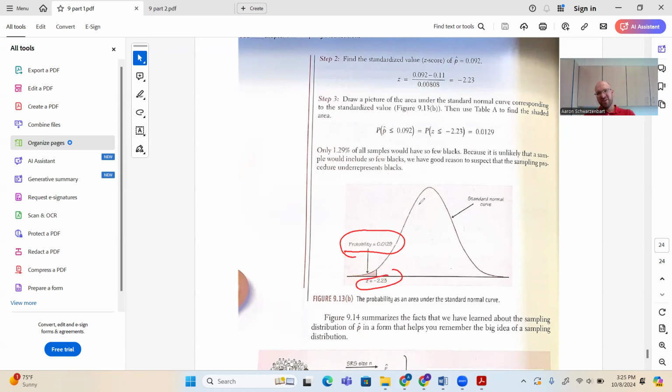Something about this survey probably underrepresented Blacks. Now there's a 1.29% chance that it was just random variation, but that's not a very good chance. Okay. And we were just able to calculate that. We didn't have to know anything about how it was observed to calculate that.